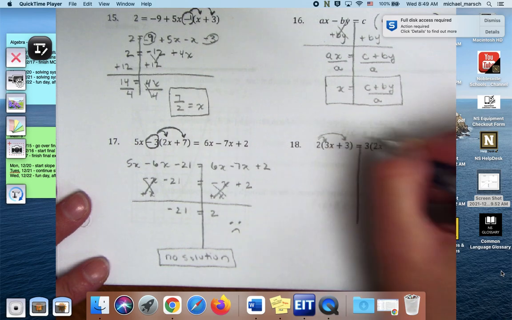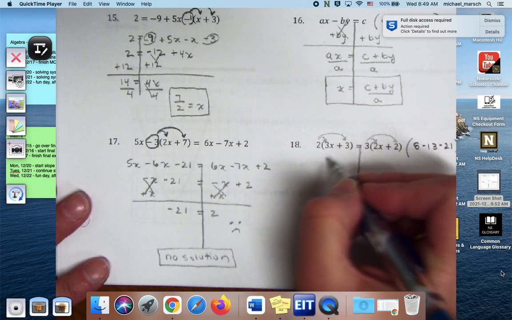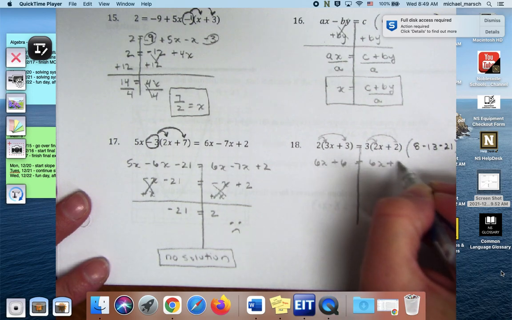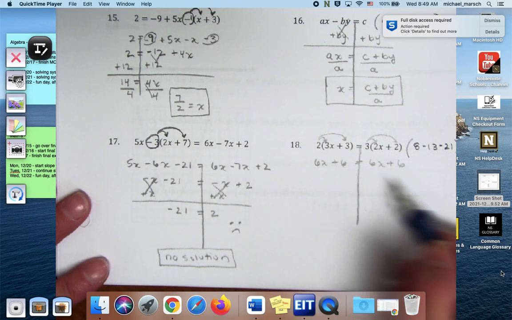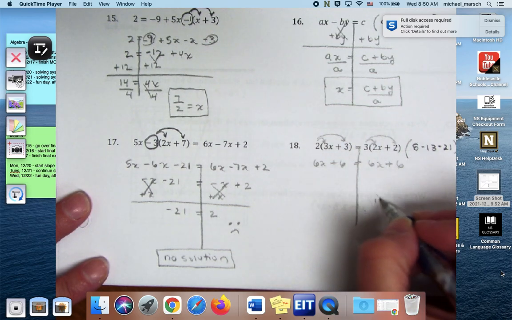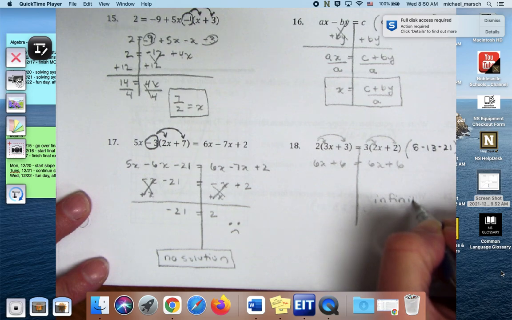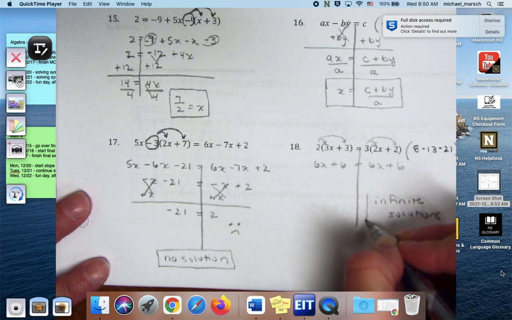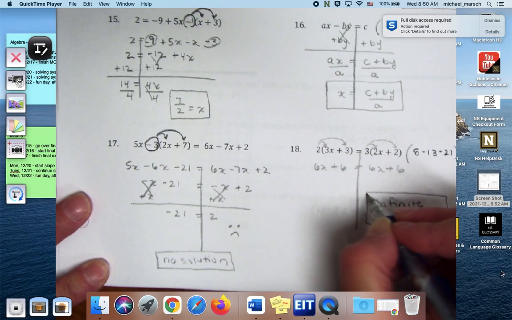I'm gonna distribute. I get 6x plus 6 equals 6x plus 6. Hopefully you notice these are identical on both sides. Because they are identical on both sides, that means it's infinite solutions. Anything will work for x.